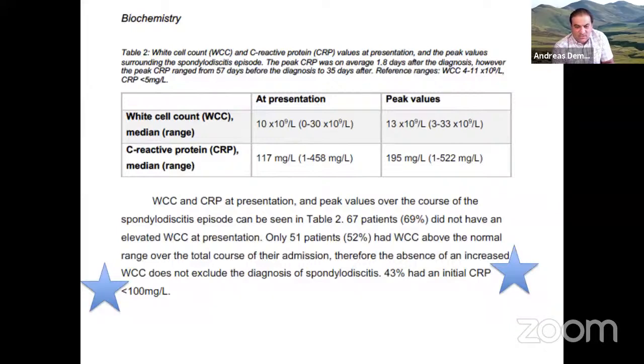67 patients did not have an elevated white cell at presentation, and only half of them, or just over half of them, had the white cell count above the normal range over the entire course of their admission. So just like in this case, the absence of an increased white cell count does not exclude the diagnosis of spondylodiscitis. Hence, the MRI should be ordered if this diagnosis is suspected. Remember, this MRI was done, but I imagine there may have been some resistance given the normal white cell count.